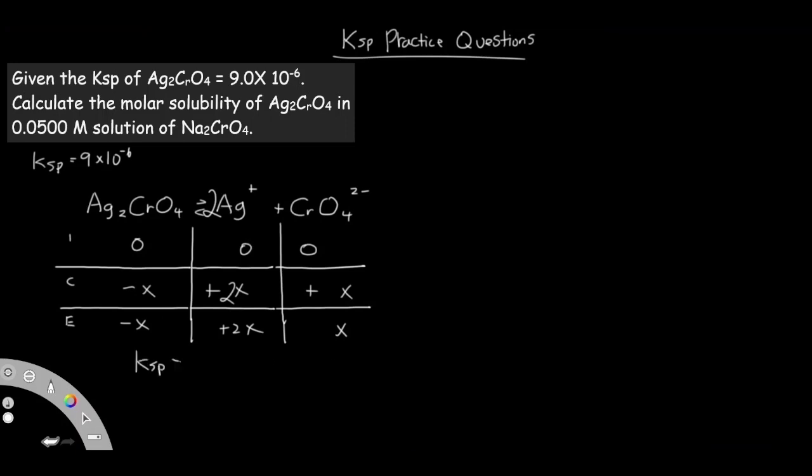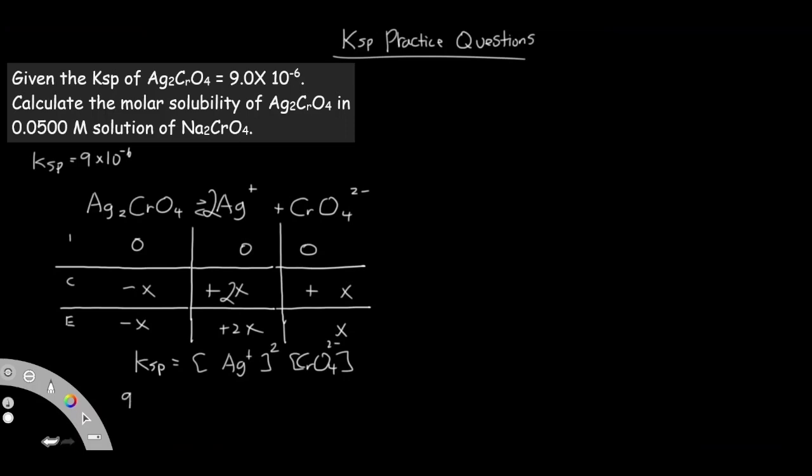So now we can finish off with our Ksp formula. Ksp is equal to obviously our products. And what are going to be the products over here? Well, we have Ag as one product, and we have chromate as our other product. In terms of the coefficients, this 2 needs to become a power, and then this 1 over here also becomes the power, but that's just 1, so we can just leave that out. And now we'll just fill in the details.